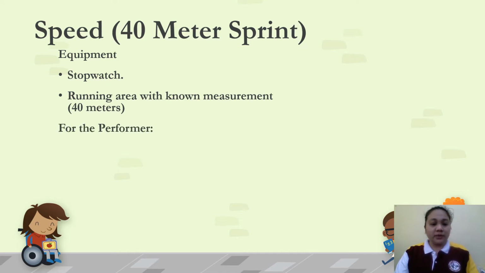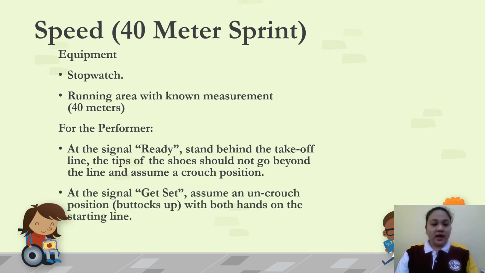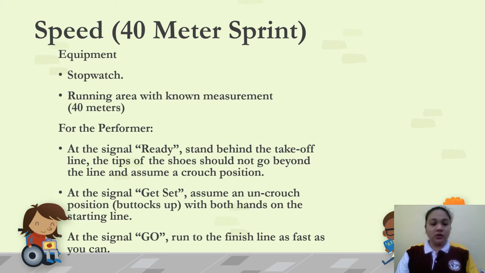Okay, so what should the performer do? The very first one, at the signal ready, stand behind the take-off line. The tips of the shoes should not go beyond the line, and assume a crouch position. Second, at the signal get set, assume an uncrouched position, buttocks up, with both hands on the starting line. And at the signal go, run to the finish line as fast as you can.